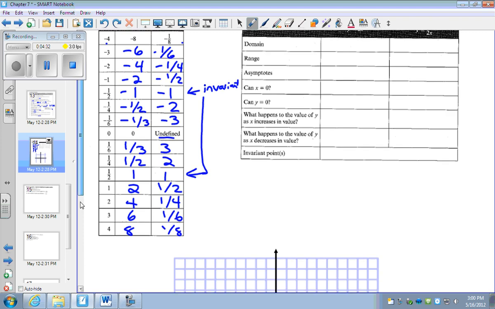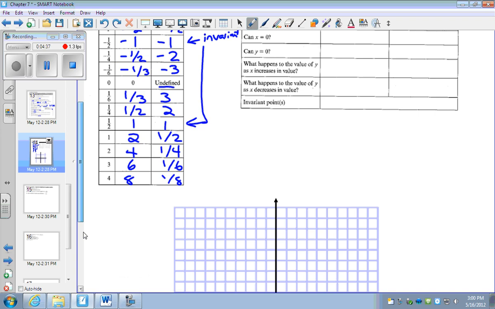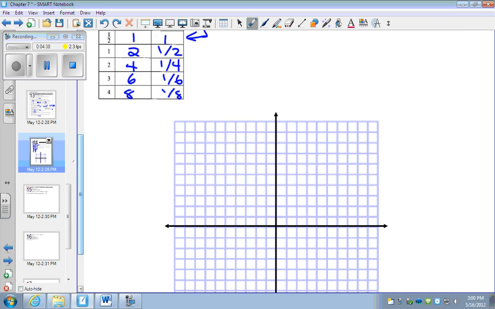Okay, so we're actually going to graph this. Let's first graph y equals 2x. So at -4, we have -8.